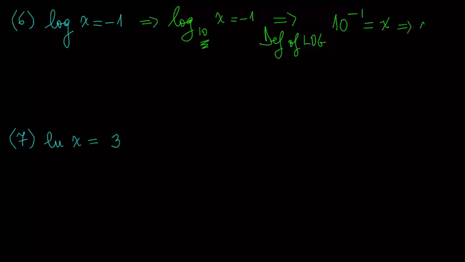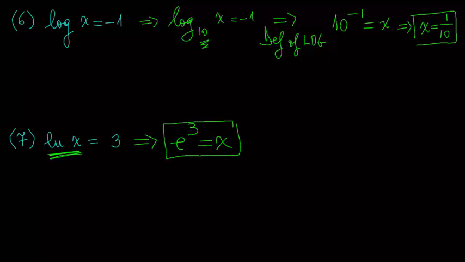So x happens to just be 1 over 10, and this is the solution for my equation. And very similarly, if I have the ln of x, in this case, what is the base of this logarithm? It is the number e, so I'm going to have that e cubed equals x, and this is the solution for my equation. Again, when you have a log by itself and the right hand side is not a log, then this is the strategy that you have to apply. You have to rewrite the logarithmic expression as an exponential expression.